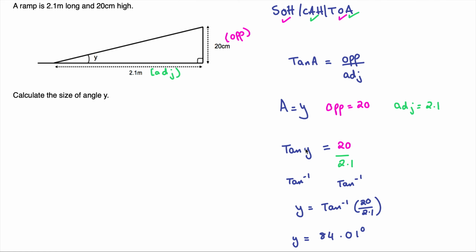How do you undo or get rid of tan? You do tan inverse. Whatever you do to one side, you must do to the other. So you get tan inverse of this side. And then you get your angle. So that's the next and kind of final stage of the trigonometry and the SOHCAHTOA journey for junior cycle.